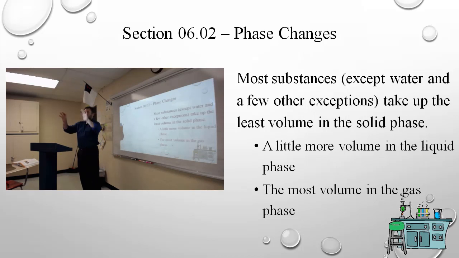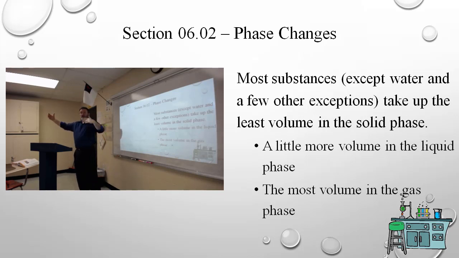Here's the physical way to think of this. When I have most things, except for water and a few other things, this is what happens. Right up here, I've got solid, liquid, gas. It's a direct relationship from solid to liquid to gas. Solid takes up very little volume, liquid takes up more volume, gas takes up a lot of volume.